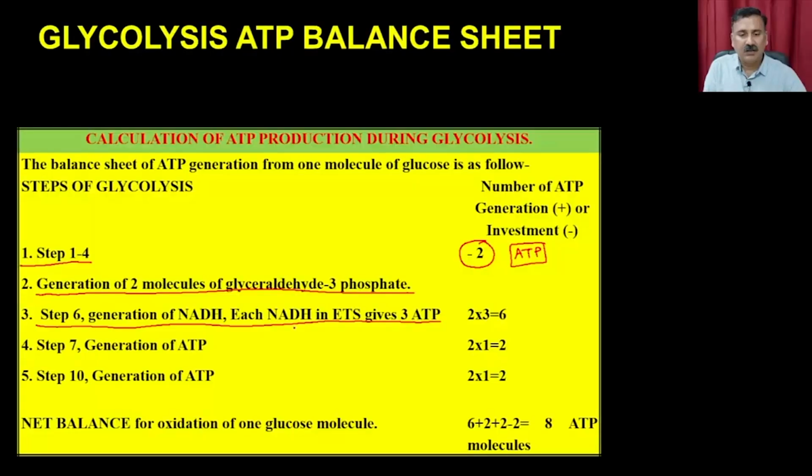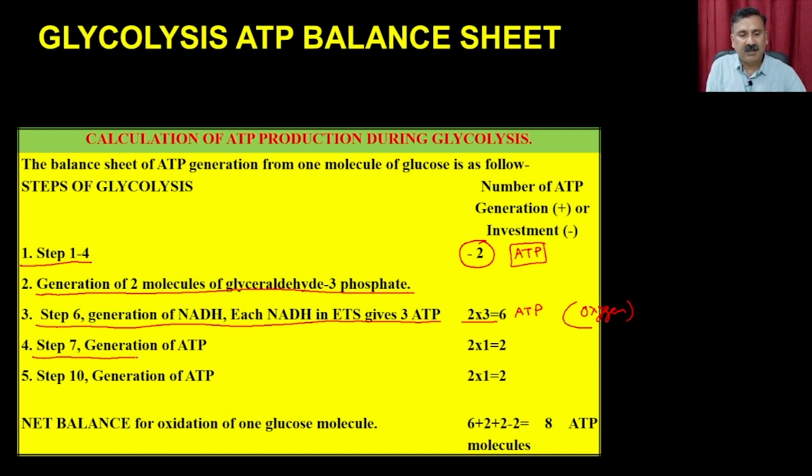This means, since you have split the glucose molecule into 2 molecules of glyceraldehyde 3-phosphate, so 2 into 3, that is the 6 ATP which is going to be generated if the oxygen is present. This is important because we are assuming that the electron transport chain is running and all these NADH will go and get oxidized, and that's why you are going to produce the maximum number of ATP associated with this particular molecule.